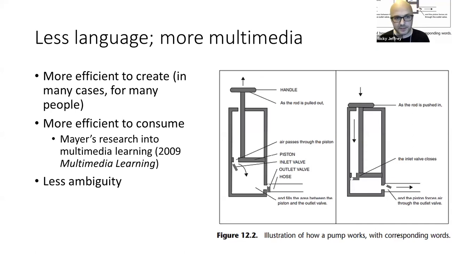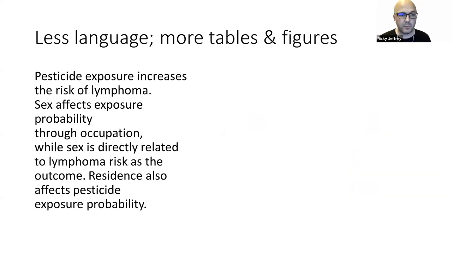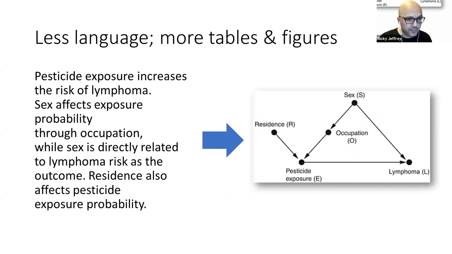And I mentioned Mayer's book Multimedia Learning about the strong empirical evidence showing that words and pictures are much faster, much more effective for learning than just words alone, and there's less ambiguity. We'll finish with a couple of examples. On the left, we've got three sentences, and you can read it, and there's pesticide exposure, it increases this, and so on. While you're reading those three sentences on the left, much more quickly, if you look at the DAG on the right, it's exactly the same information. This is taken from a source where this is identical information, there's no extra information in the paragraph that we want to communicate, but the figure on the right is much faster.